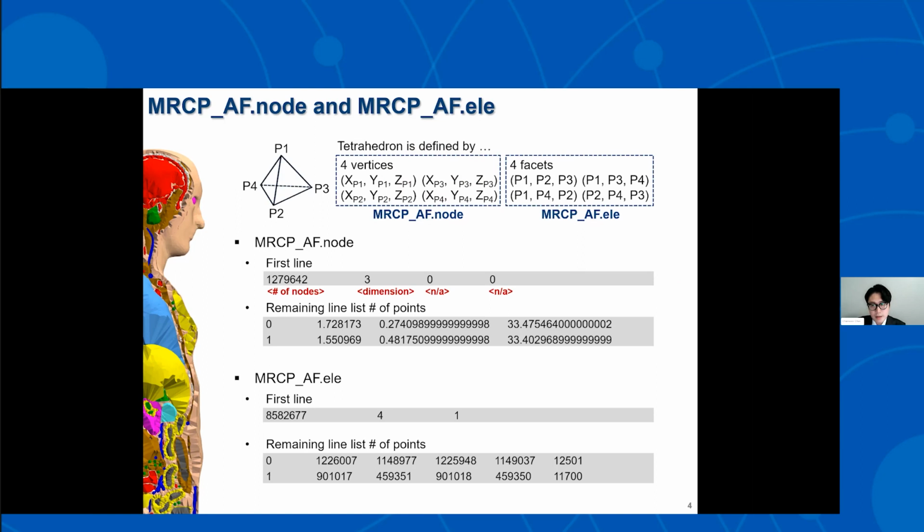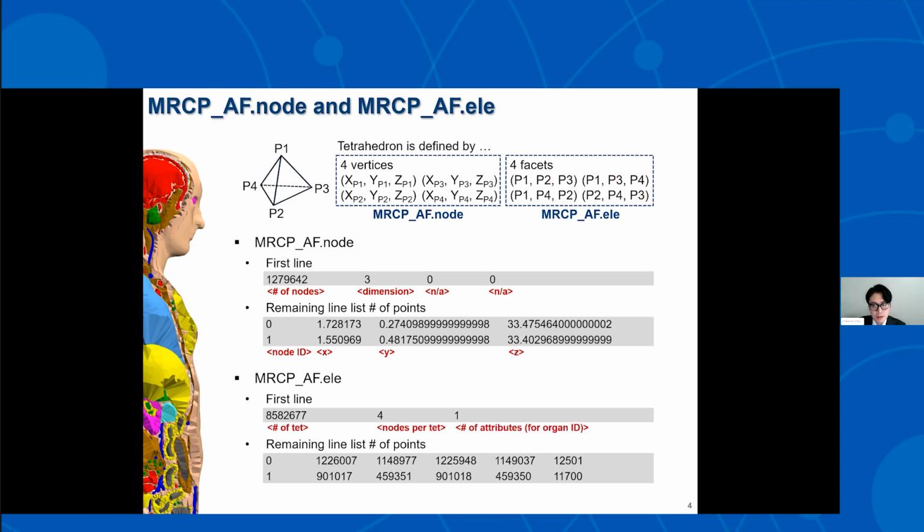In the first line of the node file, the number of nodes and dimension are listed sequentially. The remaining lines are the data for each point. In these lines, the node ID and its X, Y, and Z coordinates are listed. With this node data, the element file constructs a tetrahedral mesh.